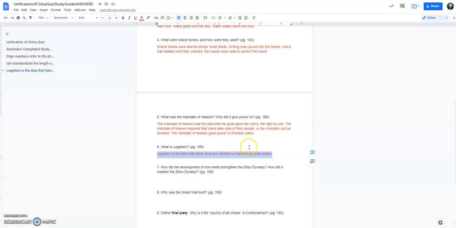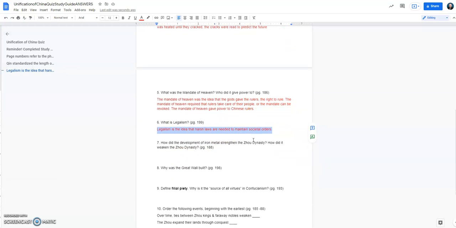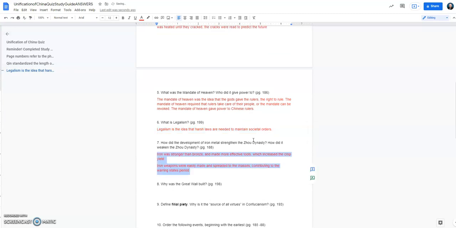Question number 7. How did the development of iron strengthen the Zhou dynasty and how did it weaken it? So iron is a form of metal. It's kind of stronger than bronze, which was the previous metal they used. And with iron, you can make really strong weapons and tools. So it helped the Zhou dynasty because they had better tools, right? If you have better tools, you can do a better job, meaning you get a better product. So as far as crops are concerned, these better tools let them work faster, more efficiently, and get more yield from the crops, right? They got more out of the crop.